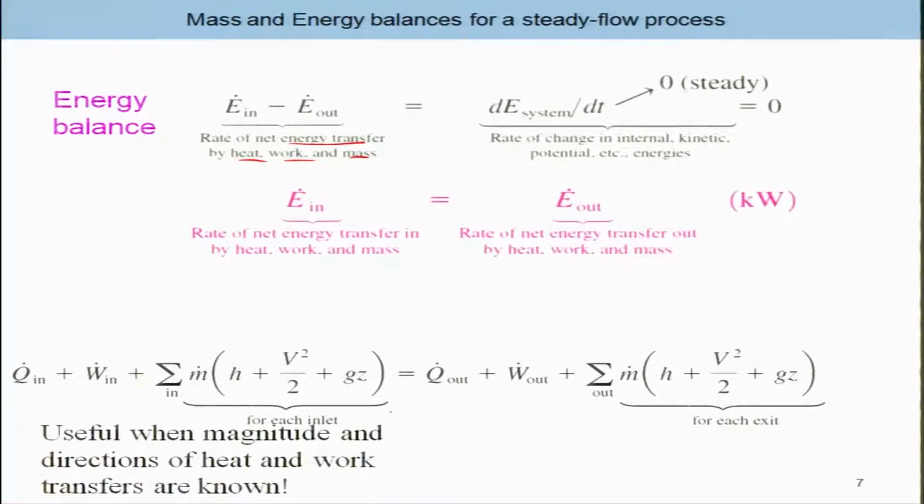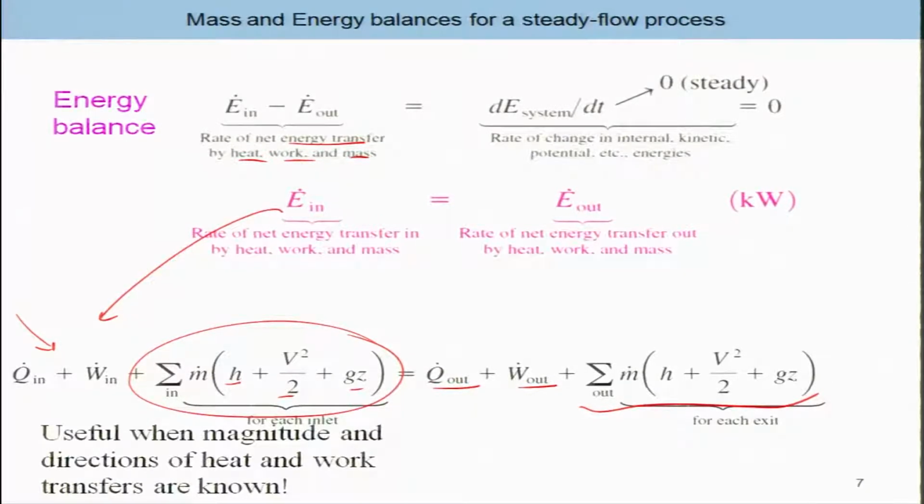So, if we know the directions of the various interactions, we can write this expression where Q in plus W in, this is part of E in, plus whatever the contribution due to the flow, that is mass times enthalpy plus kinetic energy plus gz, the potential energy, and that should be equal to Q out plus W out plus the energy contained by the flowing mass, that will be m h. Now, this summation is for each inlet and the summation here is for each outlet. So, this is for the case where we know the directions.